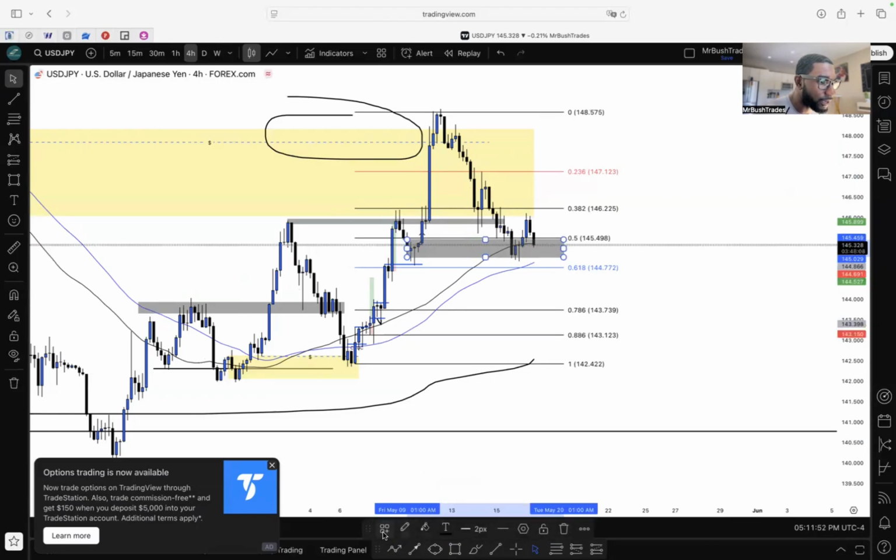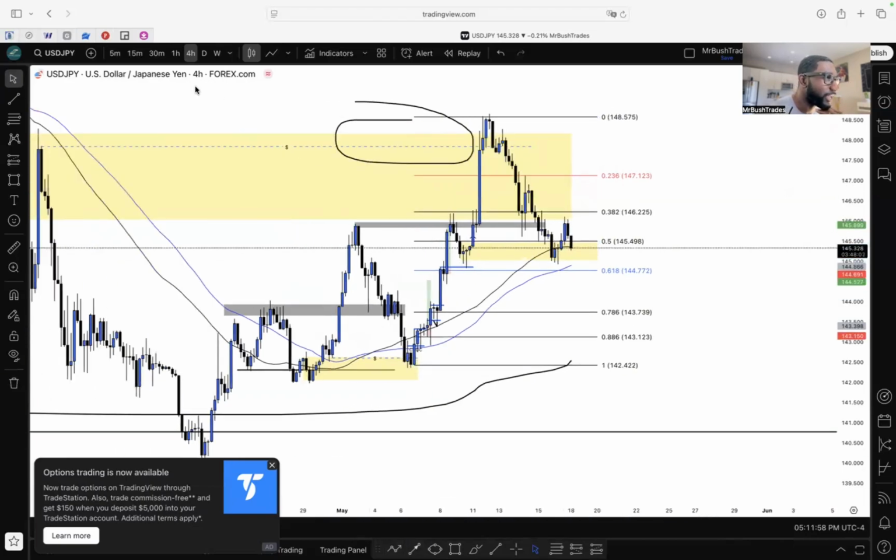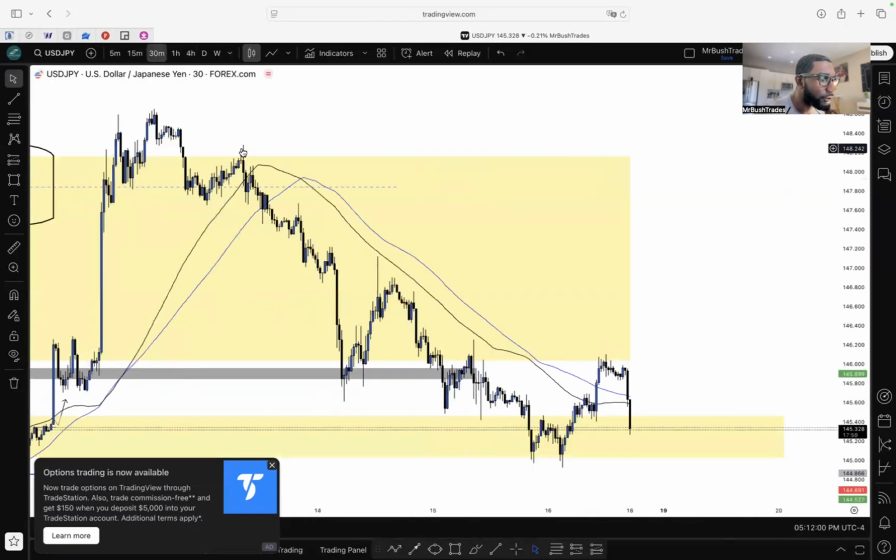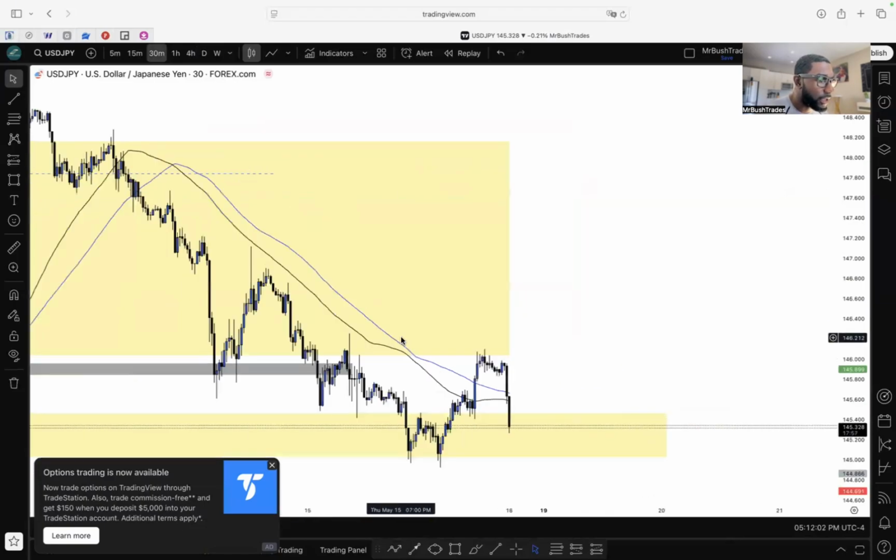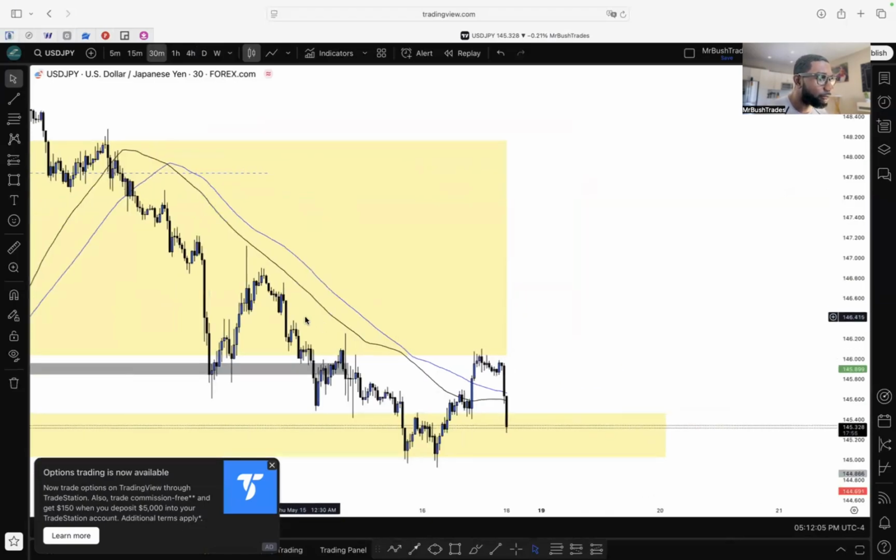So we can make this one yellow. And this is the H4 time frame, right? So we could go down to the M30, right? And we can see that price, let's see. So we've seen price make a lower low, a lower high, a lower low, a lower high, a lower low. You can probably say this is a lower high.